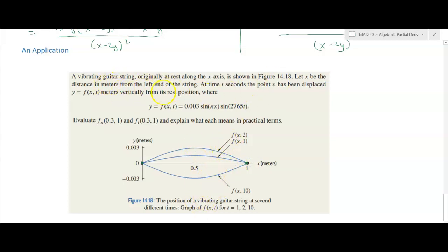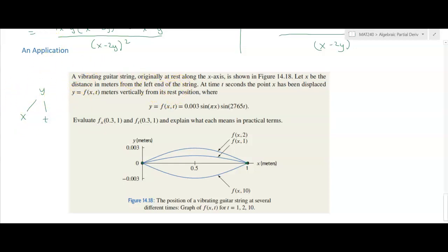So x is the distance in meters from the left end of the string. At time t seconds, the point x has been displaced, y equals f of x comma t. Now be careful here, y is what we're calling the output variable, so we have y, which depends on two things, x and t.